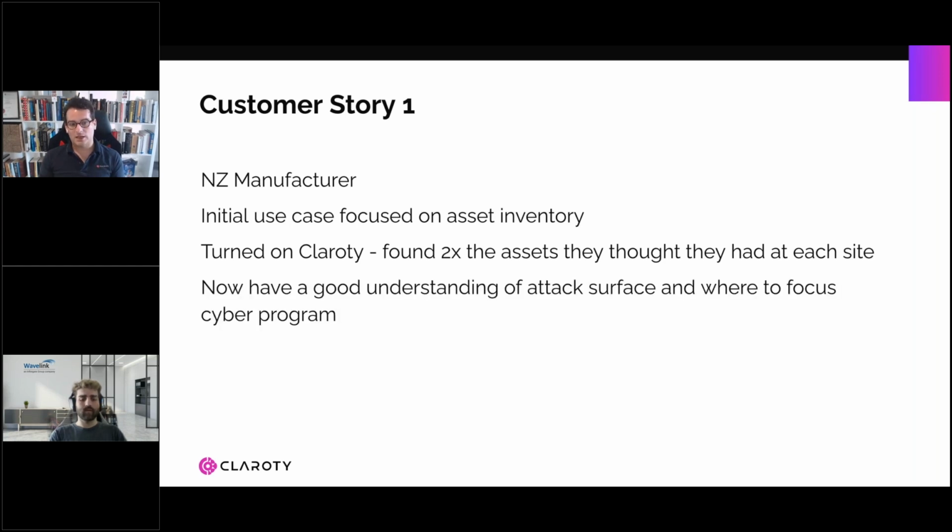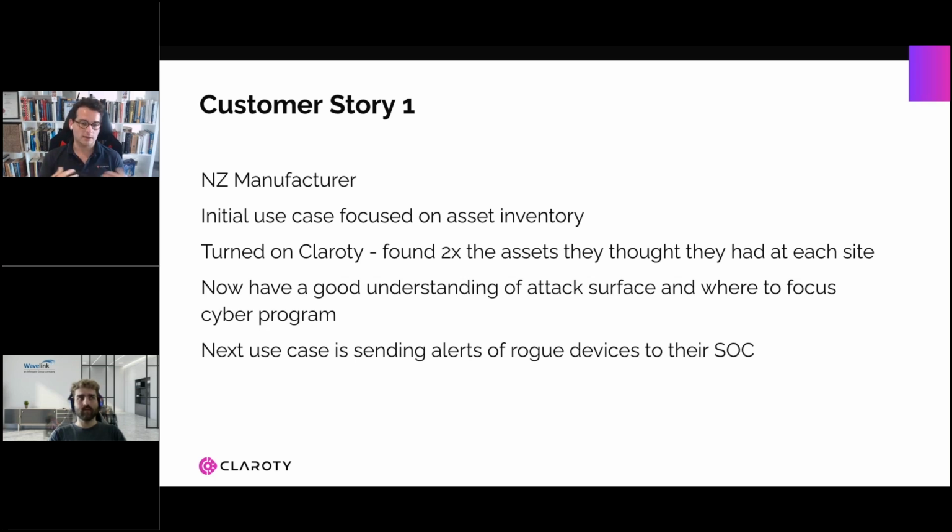So now that organization has a good understanding of what their attack surface looks like and where to focus their cyber program, their next step is sending alerts to their SOC of rogue devices that enter the network. Now they know what the live inventory looks like. When a new asset hits the network, they can determine: was that asset supposed to be added to the network, or is this a new asset that no one has approved? That's their initial use case, but the journey takes time.